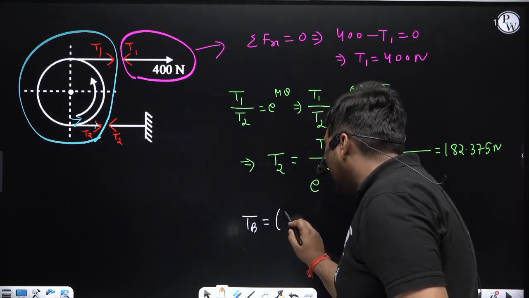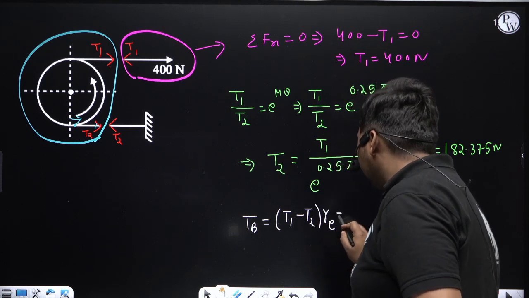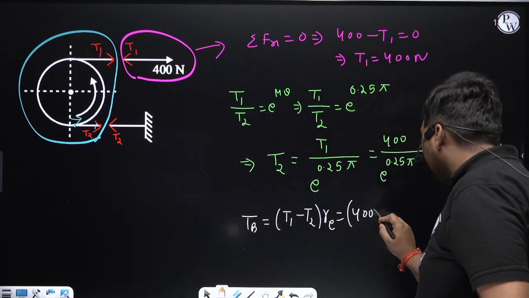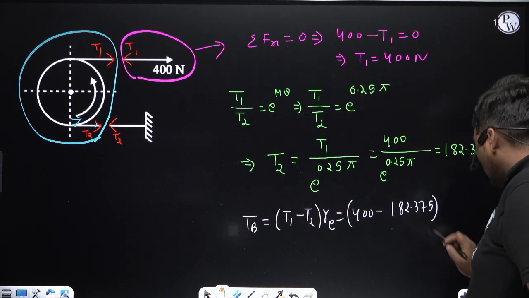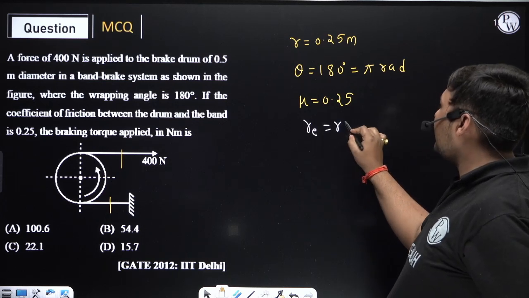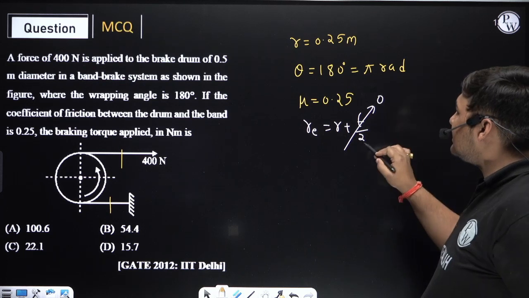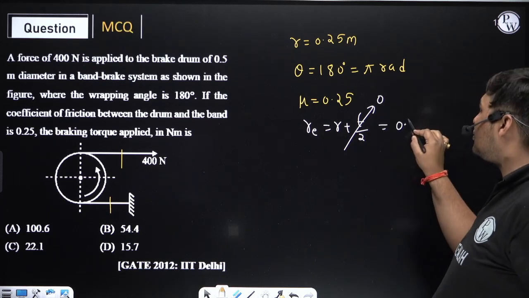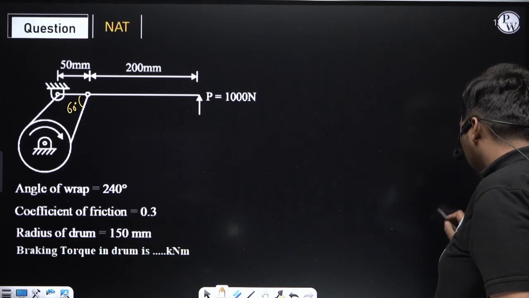The formula to calculate braking torque is T1 minus T2 into Re. T1 is 400 minus T2 is 182.375, into Re. The formula to calculate Re is R plus t by 2. But since the thickness of the band is not given, we will neglect this term. So Re will be equal to R, which is 0.25 meter. So here Re is equal to R, which is 0.25.